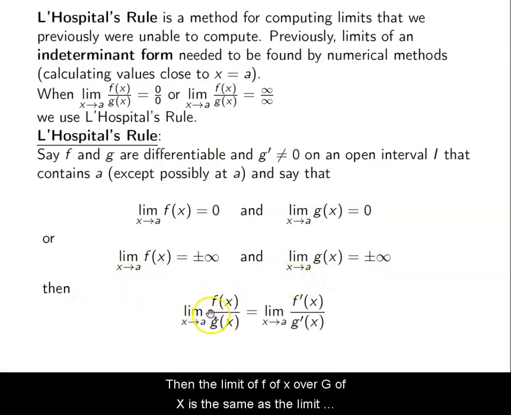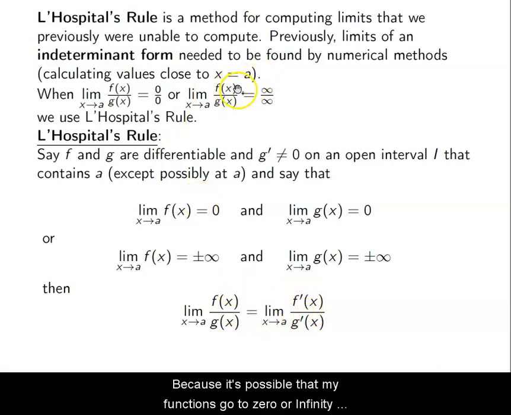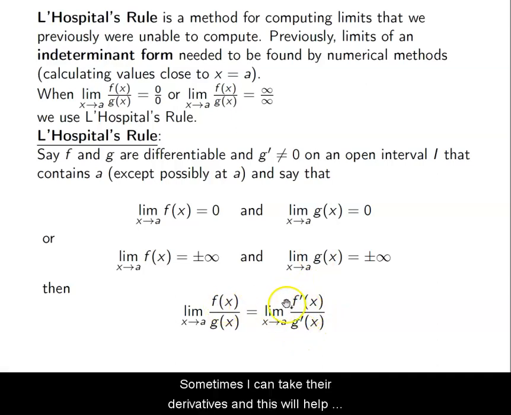Then the limit of f of x over g of x is the same as the limit of the ratio of their derivatives. Okay. Now, why is this helpful? Because it's possible that my functions go to 0 or infinity, but their derivatives do not. So oftentimes I can take their derivative, and this will help the limits.